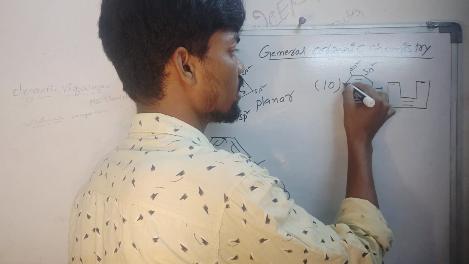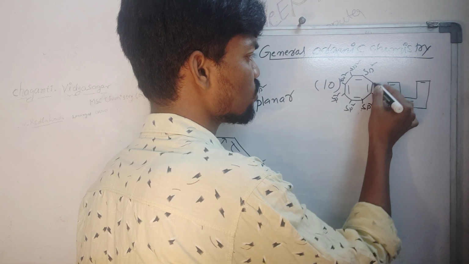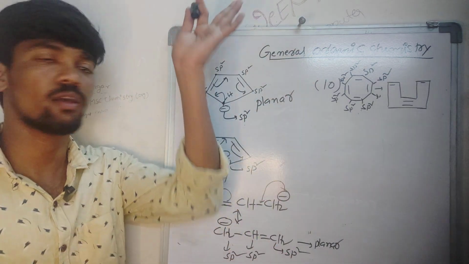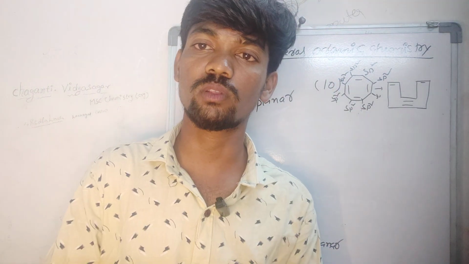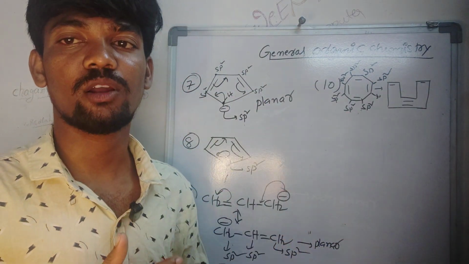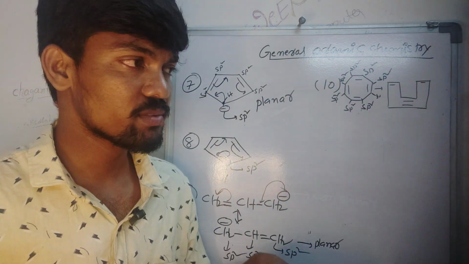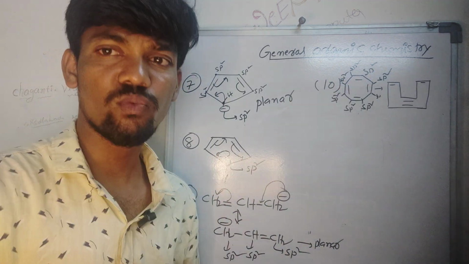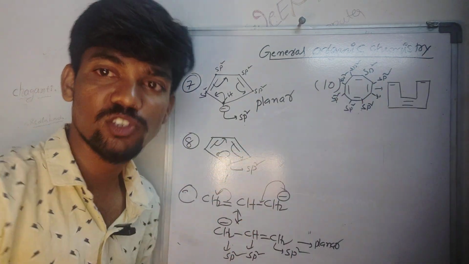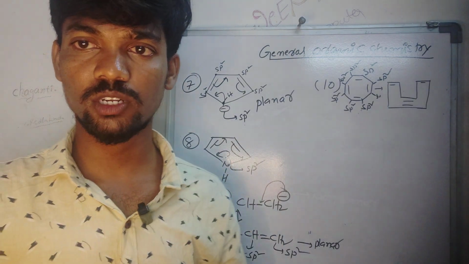Here also sp2. Here also sp2. Here also sp2. Sir, all carbons are undergoing sp2 hybridization. That's why I would give this structure as a planar molecule. If you think like that, no way. It's a non-planar molecule. Why? Because this is the ring form. In this form, this molecule will not be stable. So in this form only it will be stable.